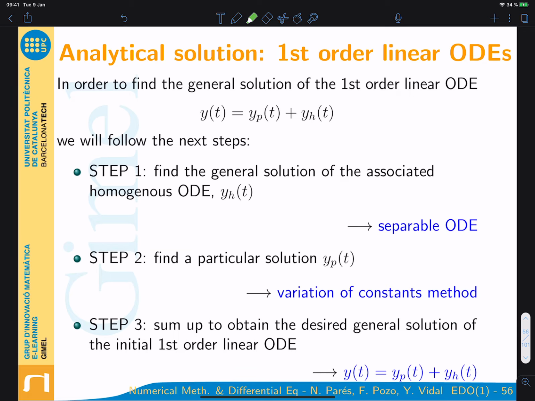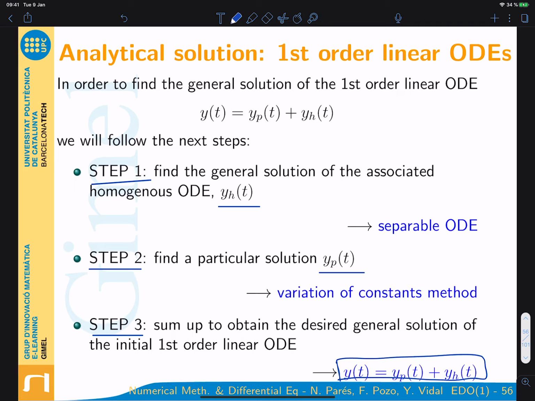Now, what this means is that in order to solve a first order ODE, the first thing is to find yh, the general solution of the associated homogeneous ODE. Then find a particular solution yp, that's the second step. And finally we will get the general solution that we were trying to find, by just summing up yp plus yh.